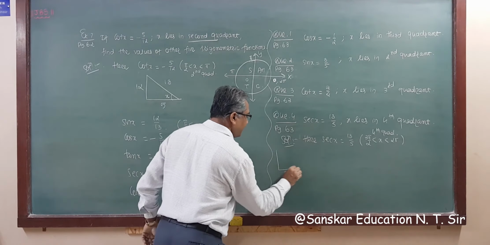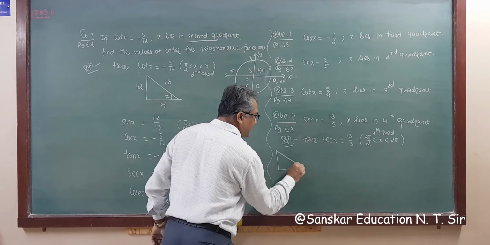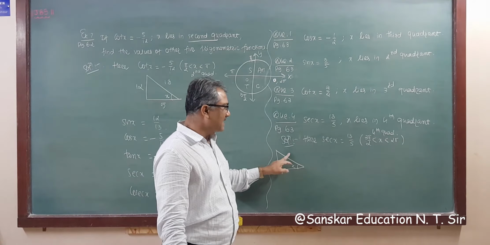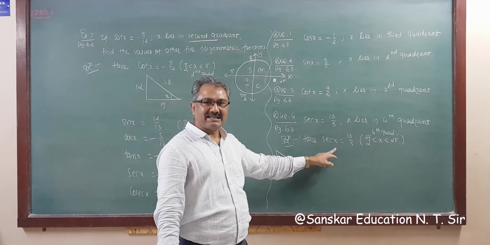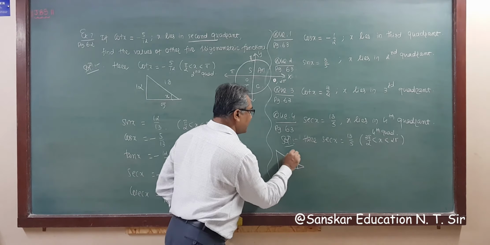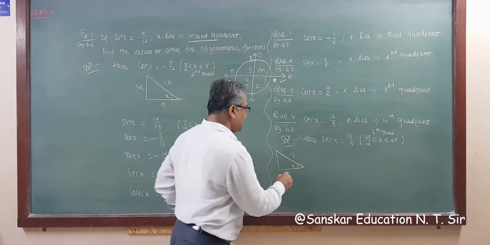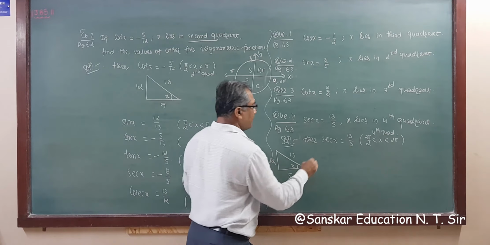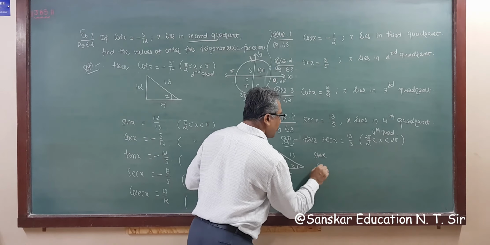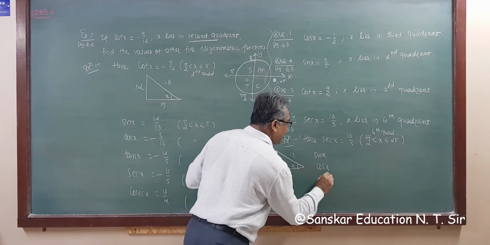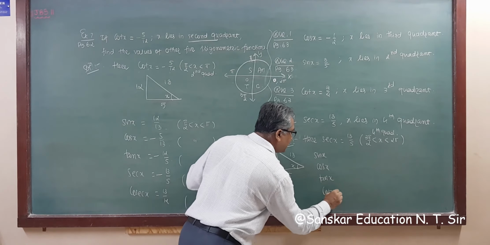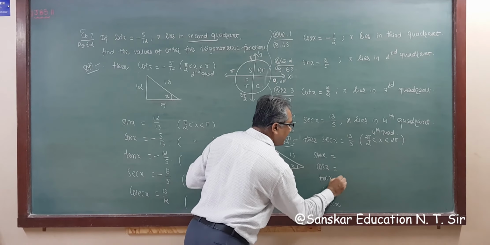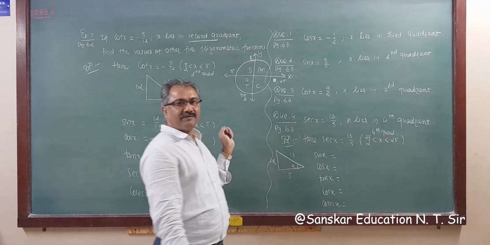So I am drawing a triangle. Suppose this is angle x, then this is opposite, this is adjacent, and this is hypotenuse. Now sec is hypotenuse upon adjacent, that is 13 upon 5. So this is 12. Now we have to find out sin x, cos x, tan x, cot x. Sec x is given, so cosec x also. So we have to find the values of these 5 trigonometric functions.